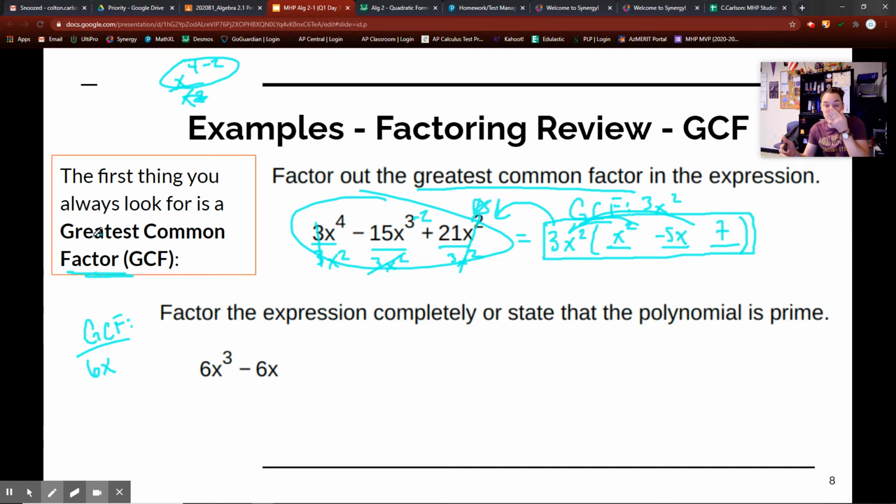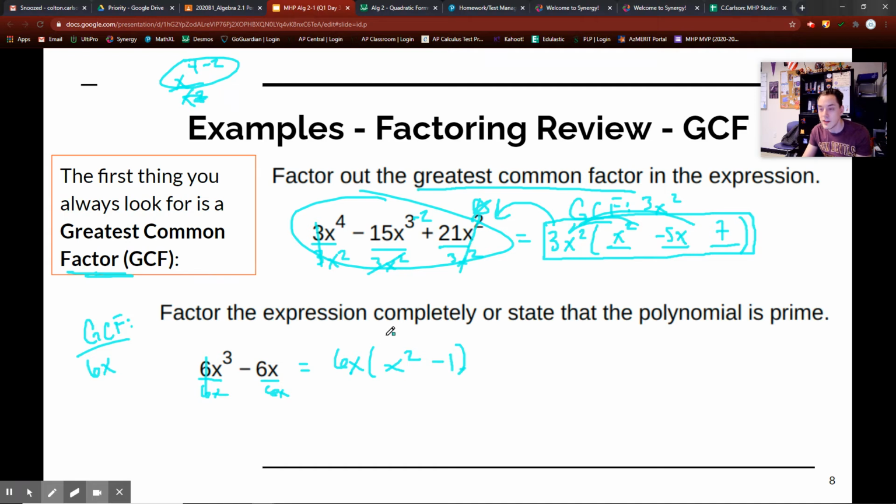2 has a factor of 2 and 1, 3 has factors of 3 and 1. 9 has a factor of 3 and 3, 9 and 1. 100 has 10 and 10. It has 100 and 1. It has 20 and 5. And so you can continue over and over. The greatest common factor here is 6x, not 6x cubed. So what this means is I'm going to take 6x, and I'm technically going to divide each one by 6x. This becomes x squared, and this becomes just minus 1.